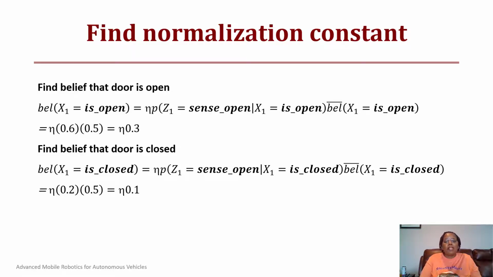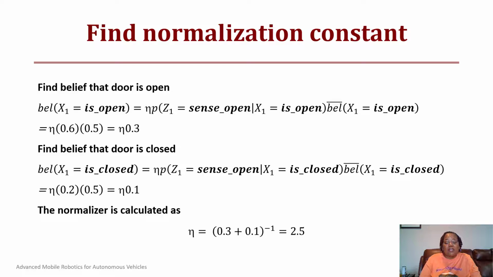So remember, what our normalization constant does is it makes sure that our probabilities add to 1. All possible cases will sum to 1. So the way that we calculate this is the normalizer eta is equal to the inverse of 0.3 plus 0.1: you add those together and take the inverse, and that's 2.5. So that means now, if these are our two possible probabilities, using that normalization constant to scale them, we make sure that it sums to 1.